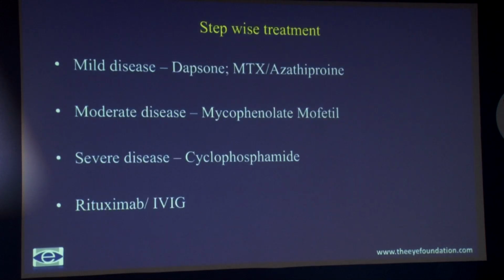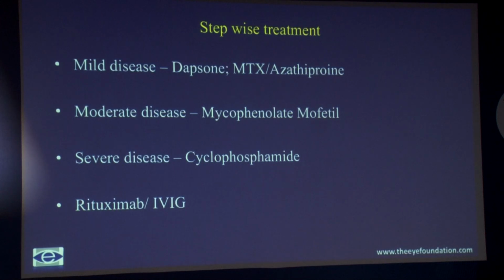Once you have diagnosed OCP clinically, you have to initiate treatment immediately. While dapsone is there in many papers, I think more often than not, methotrexate or azathioprine is started in mild disease. In moderate disease, mycophenolate mofetil is very good. The side effects are very few, it can be tolerated and can be used over a long period. These are treatments which we as ophthalmologists can easily initiate and monitor, and you don't really have to rely on a rheumatologist or an internist.